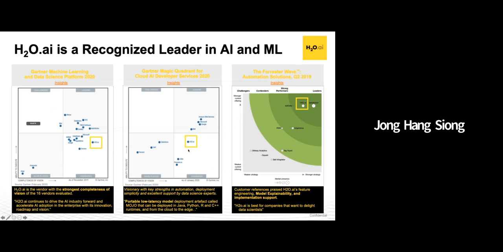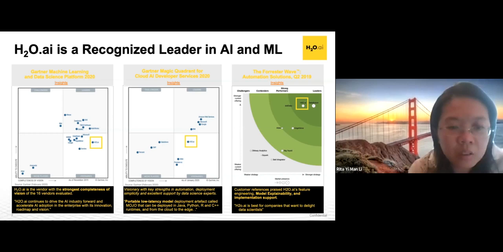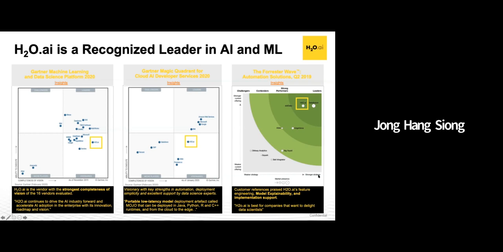This is the readiness for developers to develop AI applications and AI models on cloud, on premise, and on Docker and so on. This is a Forrester quadrant, very specific to automated machine learning platforms. On the far right corner you see H2O, which is the leader in automated machine learning platforms.